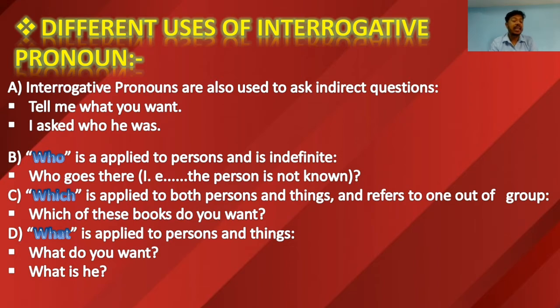What is he? What is he means here his occupation. What is he doing? What is his occupation? What is his profession? Okay, so in this way we use interrogative pronoun in our sentences.